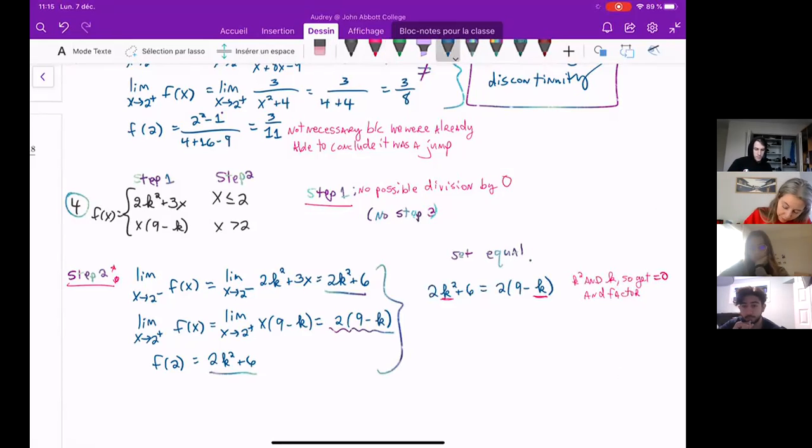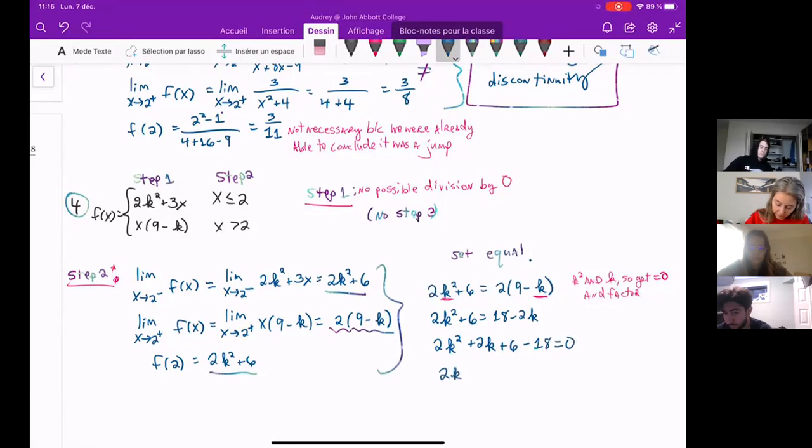So first I'm going to distribute that 2. So I have 2k squared plus 6 is equal to 18 minus 2k. So then I'll get 2k squared plus 2k plus 6 minus 18 is equal to 0. Minus 12 equals 0.